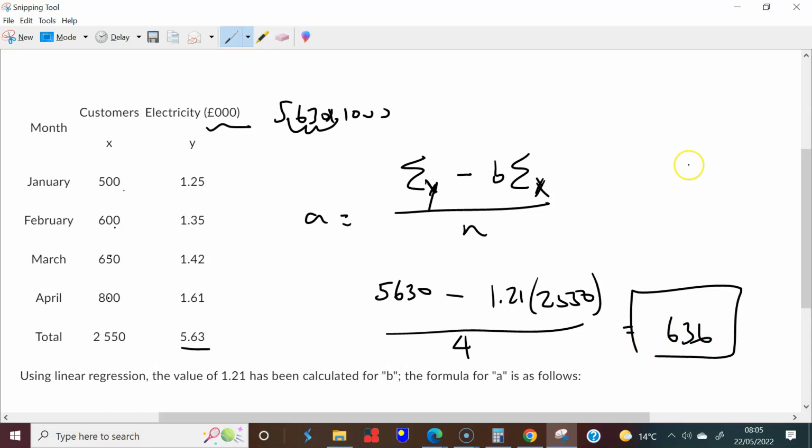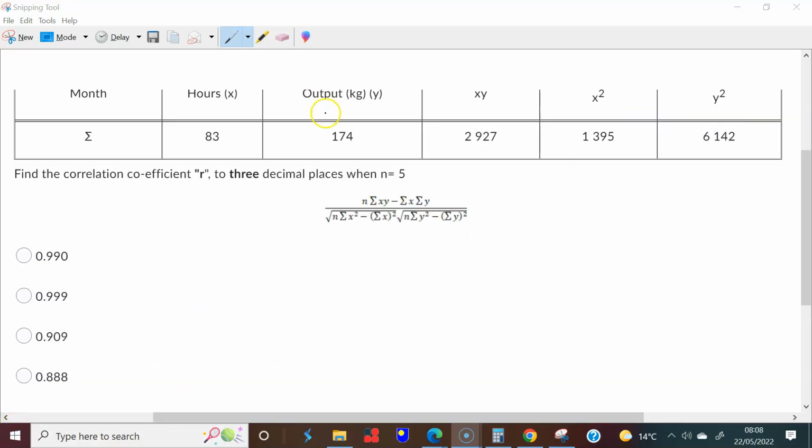So again, this is now using formulas to calculate fixed costs and total costs. We sort of did earlier questions, didn't we, on the high-low method? But this is using a formula to actually find out what that A figure is, and that's what we've just found. Cool, great stuff. Here they're asking us to find the correlation coefficient.